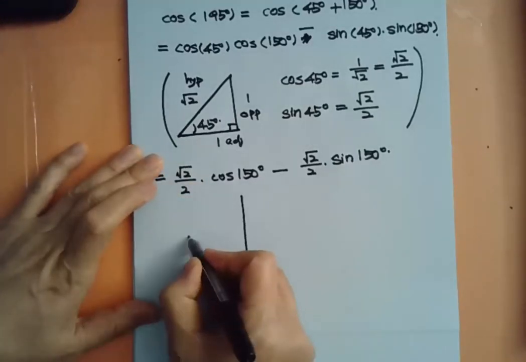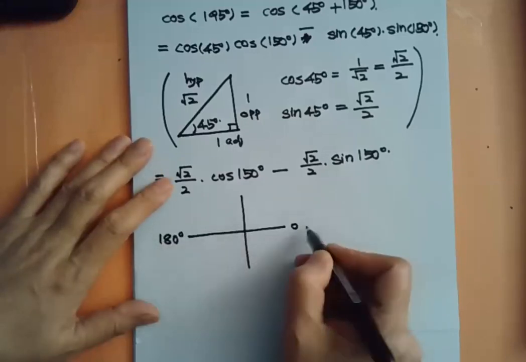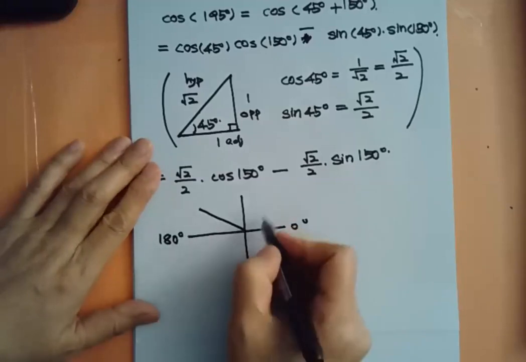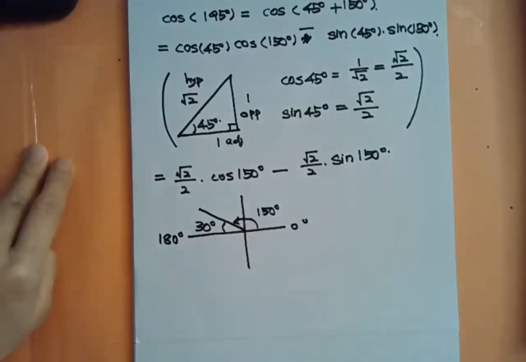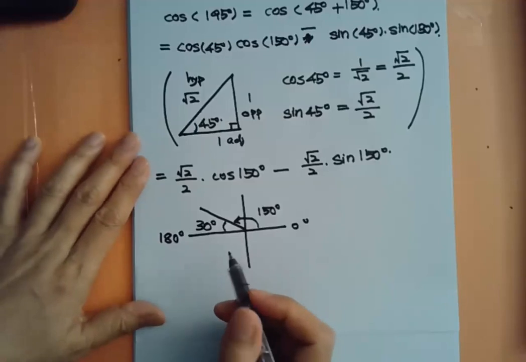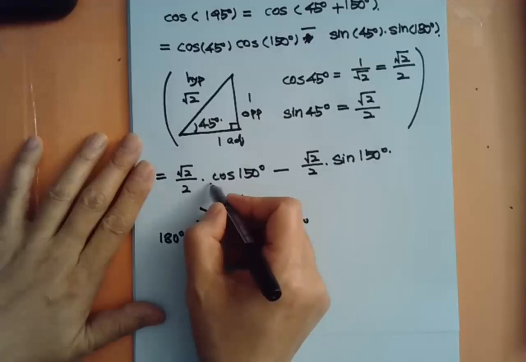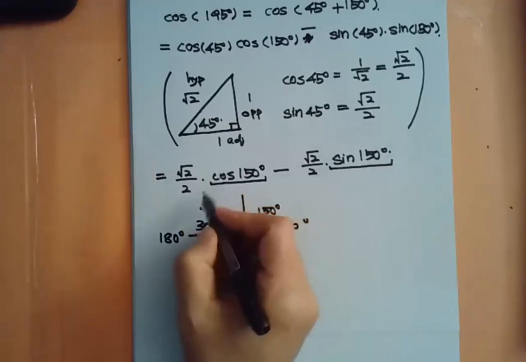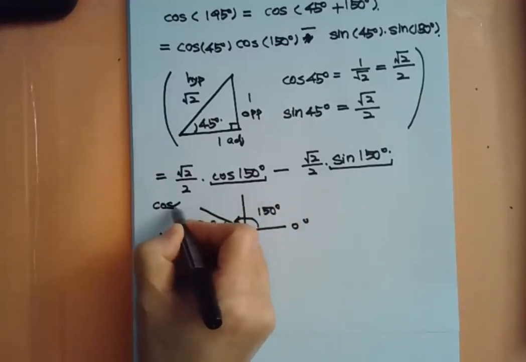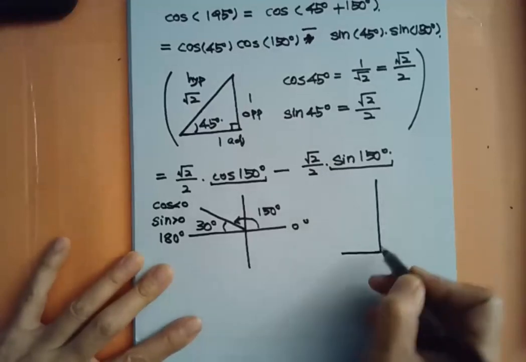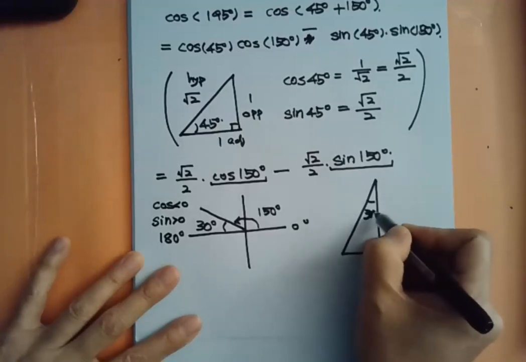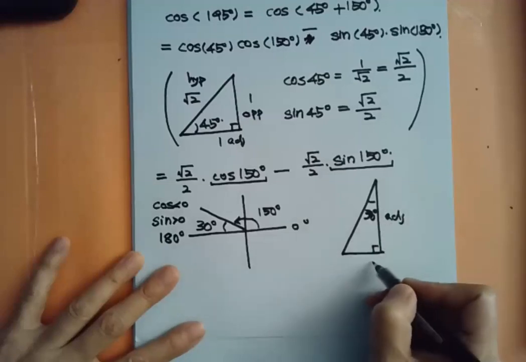Let's locate the angle in the quadrant. 150 degrees is located in the second quadrant. The reference angle is 30 degrees. We want to use the special triangle and reference angle to evaluate the cosine and sine values. To do that, we have to know the signs of cosine and sine in the second quadrant. In the second quadrant, x values are negative, so cosine is negative, and y values are positive, so sine is positive. And the reference angle is 30 degrees. So this one is adjacent and this is opposite.